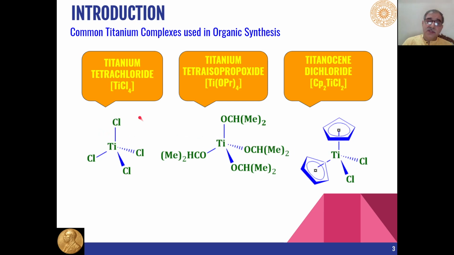And out of these, the most common one is titanium tetrachloride, and some advanced reactions in organic synthesis have been achieved using titanium tetraisopropoxide and titanocene dichloride. So we will discuss these complexes one by one in different lectures, and in the present lecture we will discuss mainly TiCl4, how it is used in various functional group transformations in organic synthesis.